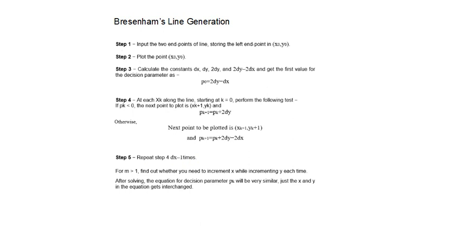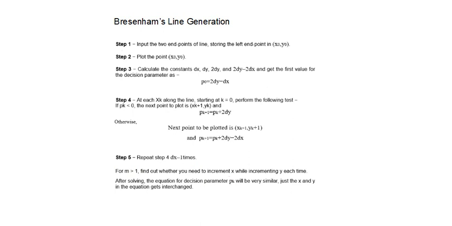So this was for slope less than 1, and now for m greater than 1. If slope is greater than 1, then find out whether you need to increment x while incrementing y each time. Now when will m be greater than 1? When change in y is greater than change in x. And when change in y is greater than change in x, that means you will have to increment y each time, but you will have to decide whether you need to increment x or not. So that is what is for m greater than 1.